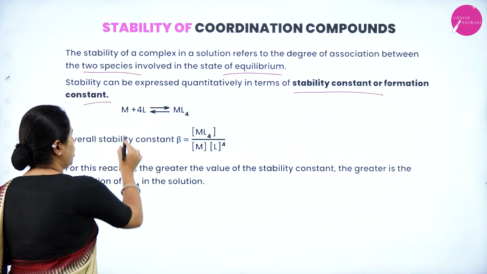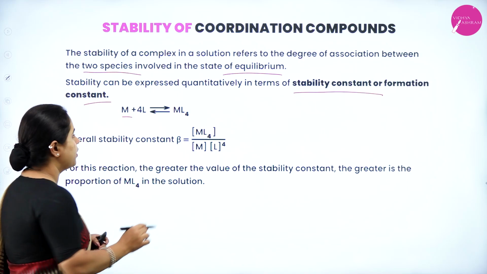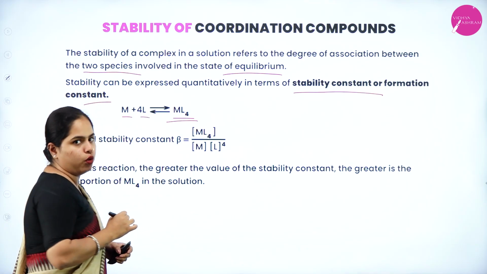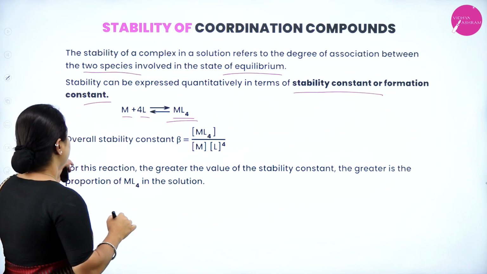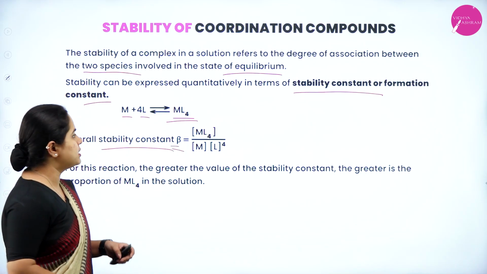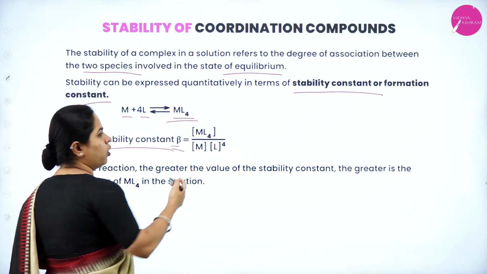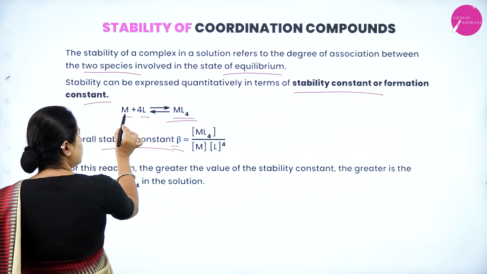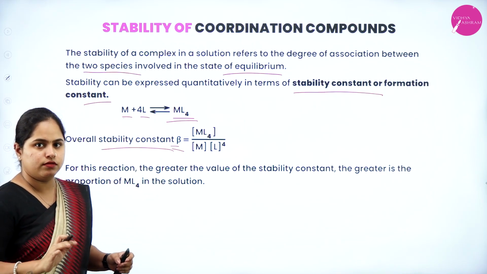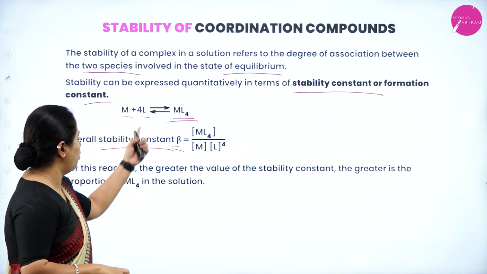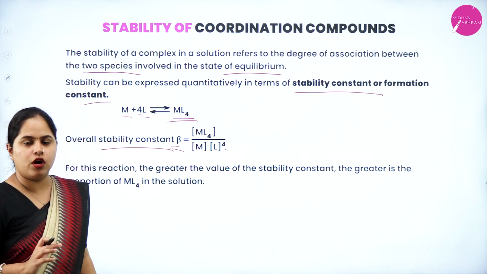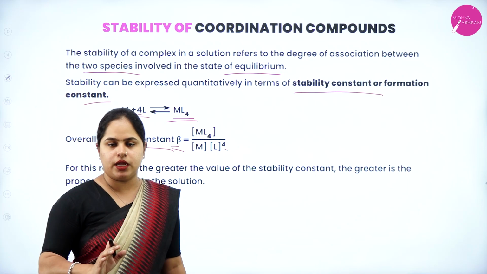So for example, you have a metal here, represented as M, and there are 4 ligands L. So it forms a coordination compound ML4. The stability constant, the symbol used is beta, is written as the molar concentration of the coordination compound divided by the molar concentration of the metal and the molar concentration of the ligand raised to the power equal to its coefficient. How many are there? 4 ligands are there, so it is raised to 4. We have already studied this format in equilibrium constant, right?